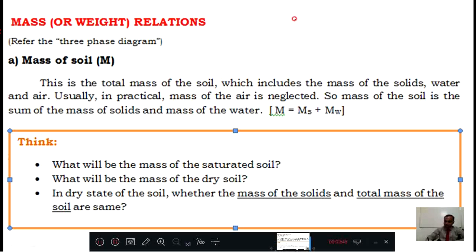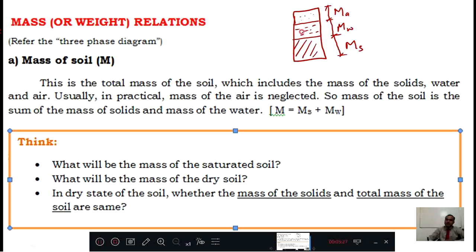As we already know, the three-phase system means the soil has solids, water and air content in it. We know the volume relations: volume of air, volume of water, and volume of solids. The same way, when you come to the masses, you will have 3 masses here: mass of air, mass of water, and mass of solids.